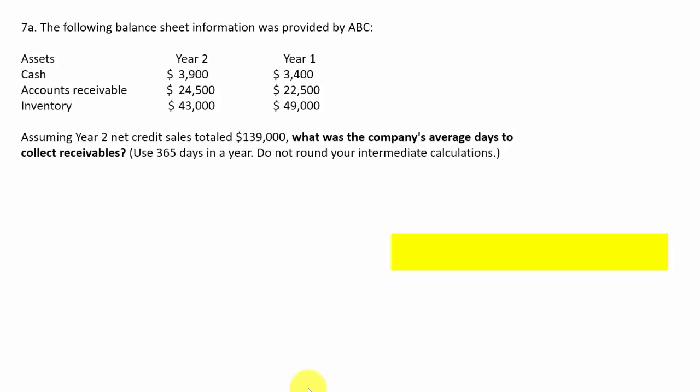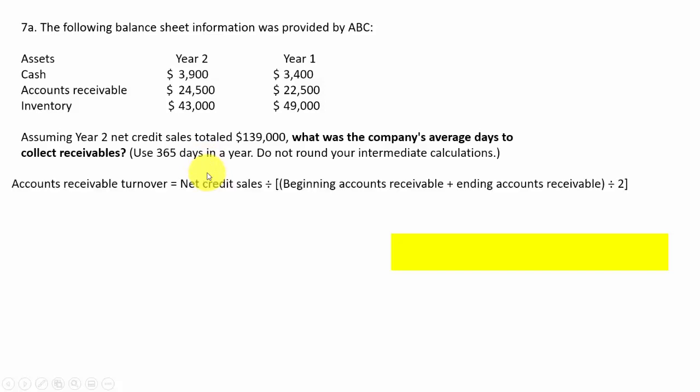Next question. Assuming year 2 net credit sales totaled $139,000, what is the company's average days to collect receivables? And we're going to use 365 days in this calculation. Some books use 360 days, which is a business year. But we're going to use 365 because they told us to here. So let's see what we've got. The accounts receivable turnover is the first thing we're going to do, which we did in the last problem. And again, that was net credit sales divided by the beginning plus the ending accounts receivable balance added together, divided by 2, and then divide all that into the net credit sales.